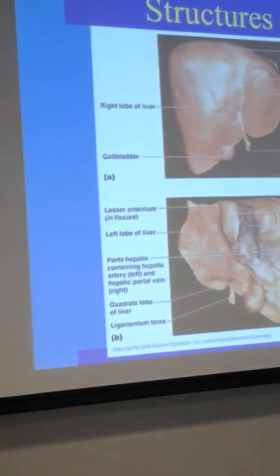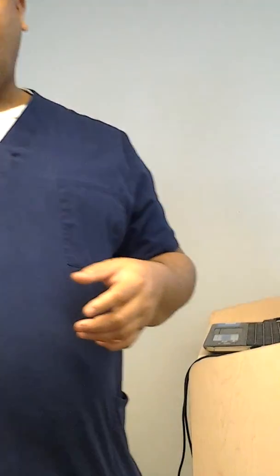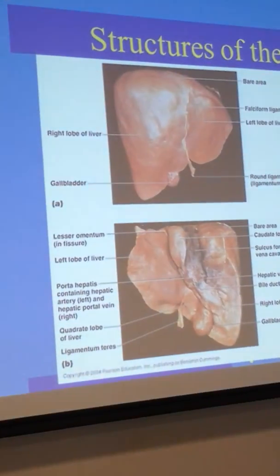I already talked about the liver. The two structures that I really want you to be able to identify on the liver model, which again is the bare area, B-A-R-E area, and the falciform ligament.